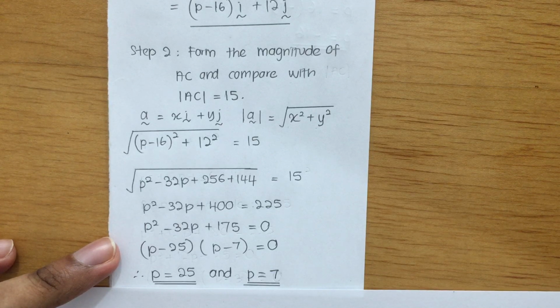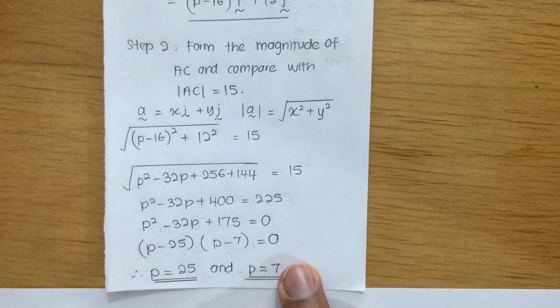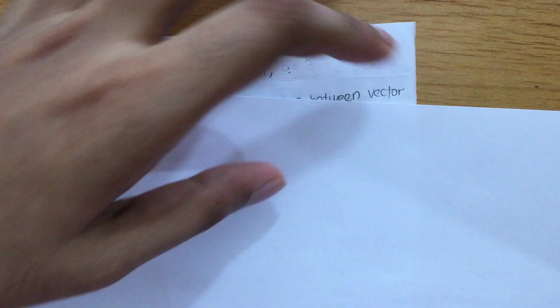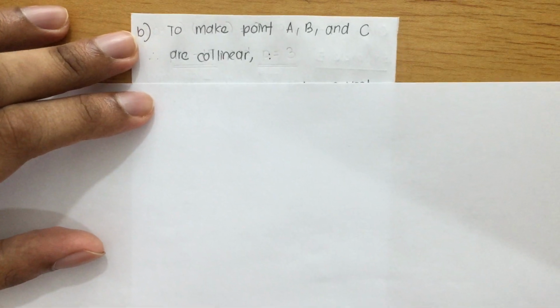Okay, let's proceed to question B and find the possible values of p if the points A, B and C are collinear. Okay, let me turn to the next page. So please hold on for a moment. Okay, alright guys.